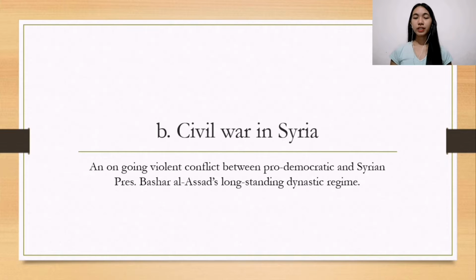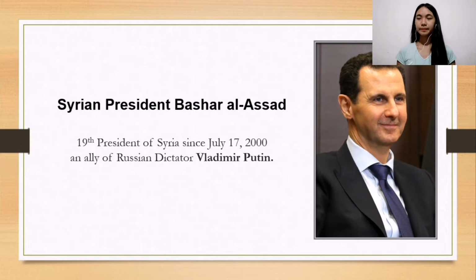Civil war in Syria is an ongoing violent conflict between pro-democratic forces and Syrian President Bashar al-Assad's long-standing dynastic regime. Yes po, it's still an ongoing war. The war has been a source of significant instability in the Middle East since 2011, and the resultant civilian displacement and refugee exodus constitute one of the worst humanitarian crises in modern history.